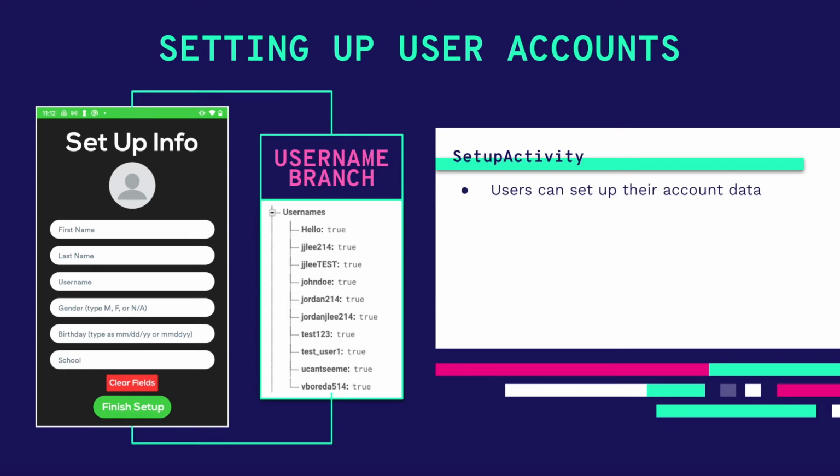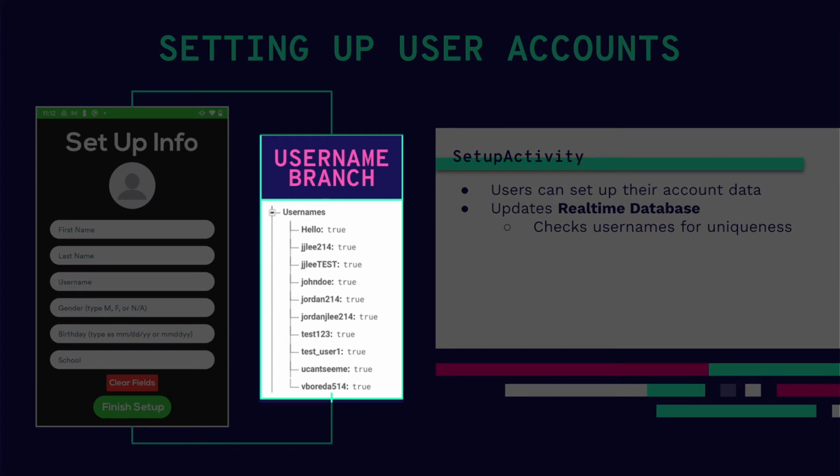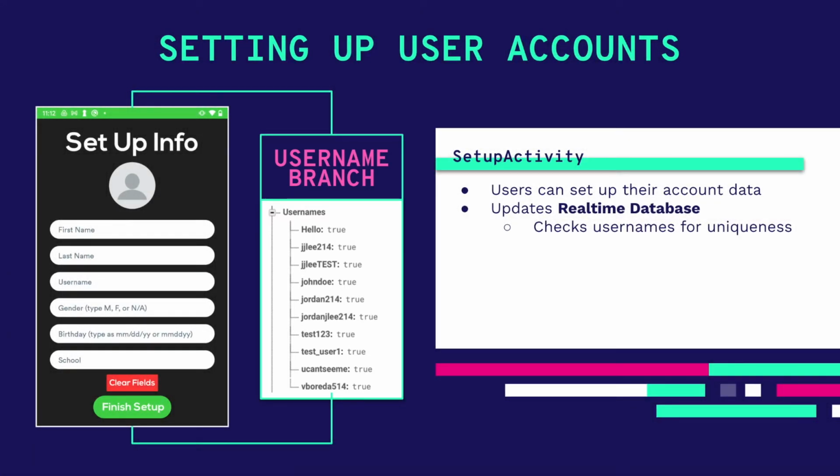In setup activity, users can initialize their account data so that it will be stored in the database. What they enter into the text fields will be added to the database under their ID. To make sure all usernames are unique, we check if their input username is already in the database. But this will require us to read through the entire users branch. This will load up other data like first name, birthday, last name that we don't really need. So to save up how much data we load, we created a separate branch in the database just for usernames. So instead, the app checks if the input username is in that branch and only loads the data that it needs.